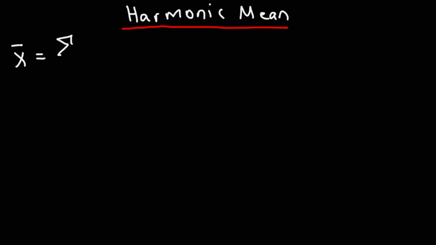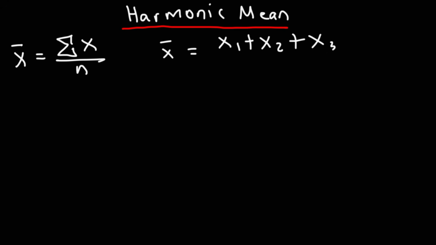Now, let's move on to the next topic. Let's talk about the harmonic mean. Before we go over the harmonic mean formula, let's briefly review the arithmetic mean formula. We know the average is going to be the sum of all the data points divided by n. Or in other words, to find the arithmetic mean, we can add up all of the x values, x1 plus x2 plus x3, all the way to x sub n, and then divide that by the number of observations.